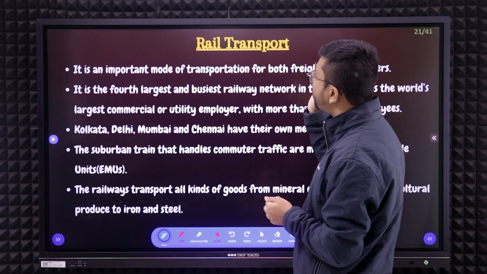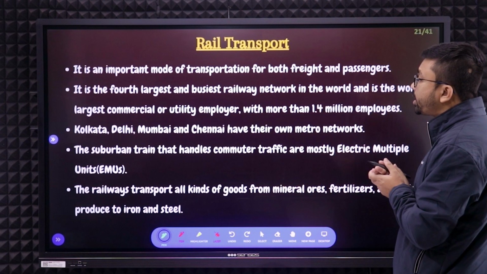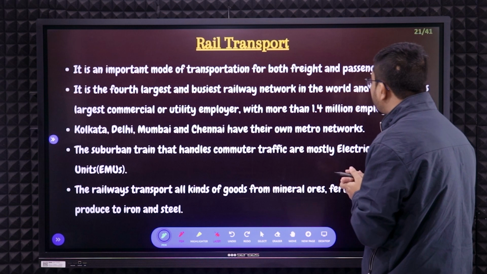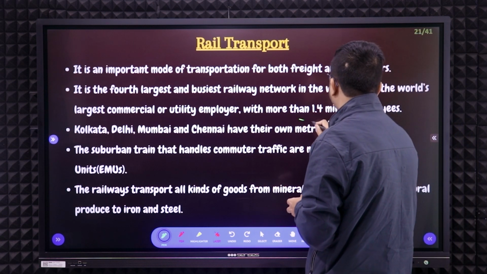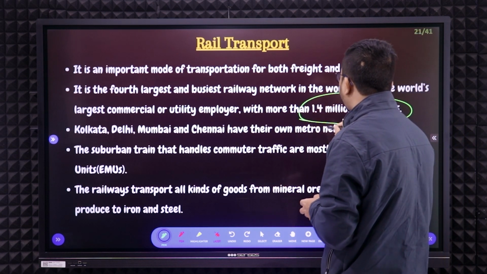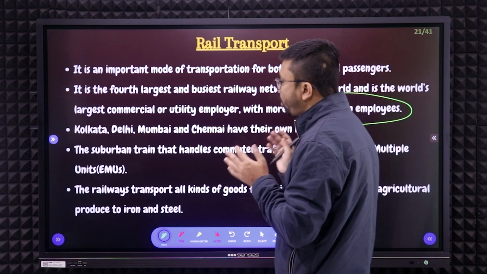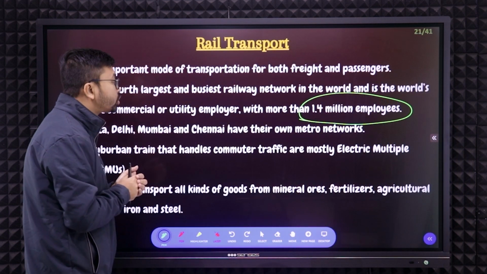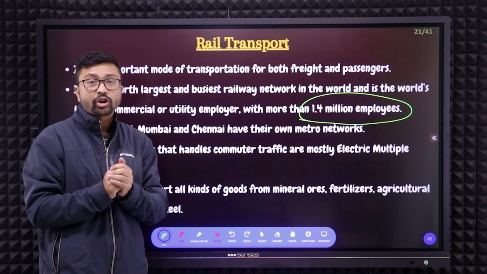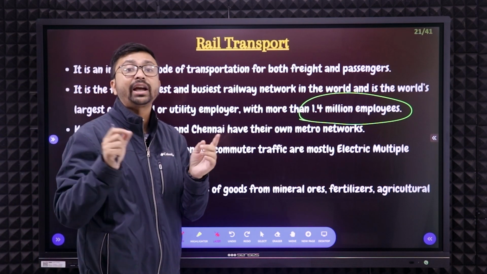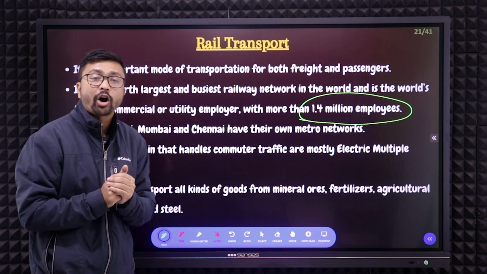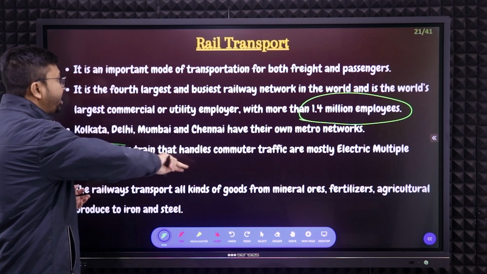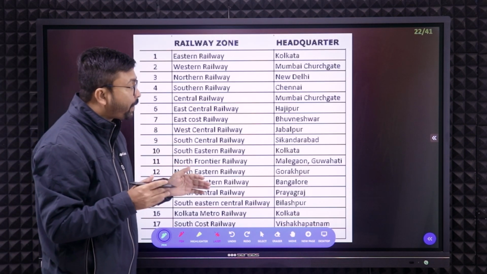And remember one more thing, it is the largest railway network system in India and it provides a huge number of job opportunities. Near about 1.4 million employees are working under the railways all the time, right? So it provides a huge number of job opportunities as well as helps to connect India. It's the lifeline of the Indian transport system, right? So here you can see how it functions.